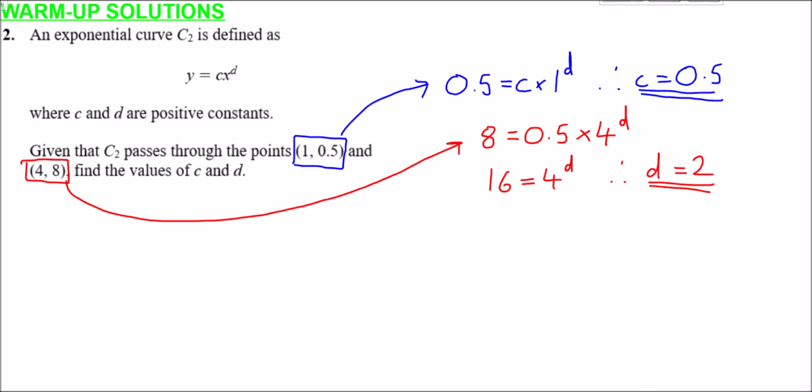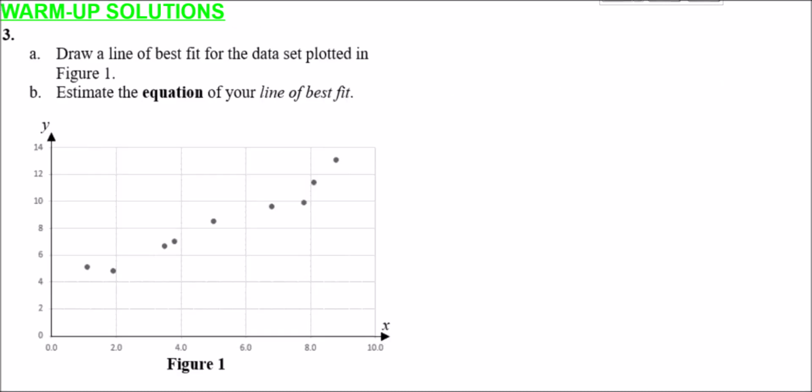Question 3 next. I've got this straight line graph, I throw back to GCSE days. First of all, we need to draw a line of best fit for the data set plotted in figure 1, where figure 1 is the graph. So I'm not going to muck about. Here's a line of best fit I drew earlier. Here we go. There it is in red. And now, using whatever line you've drawn, we need to estimate the equation of this line of best fit.